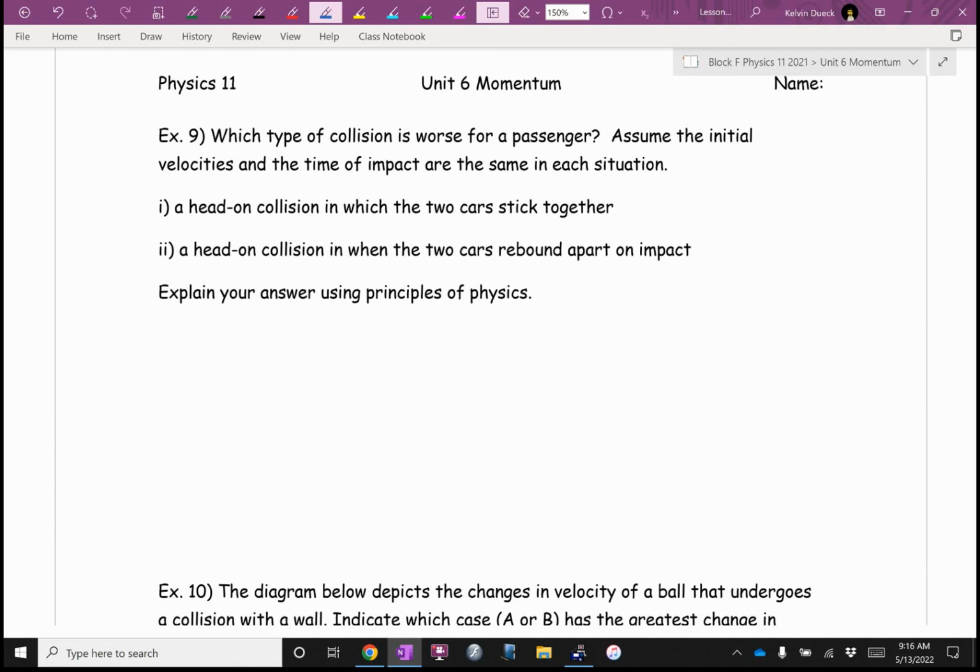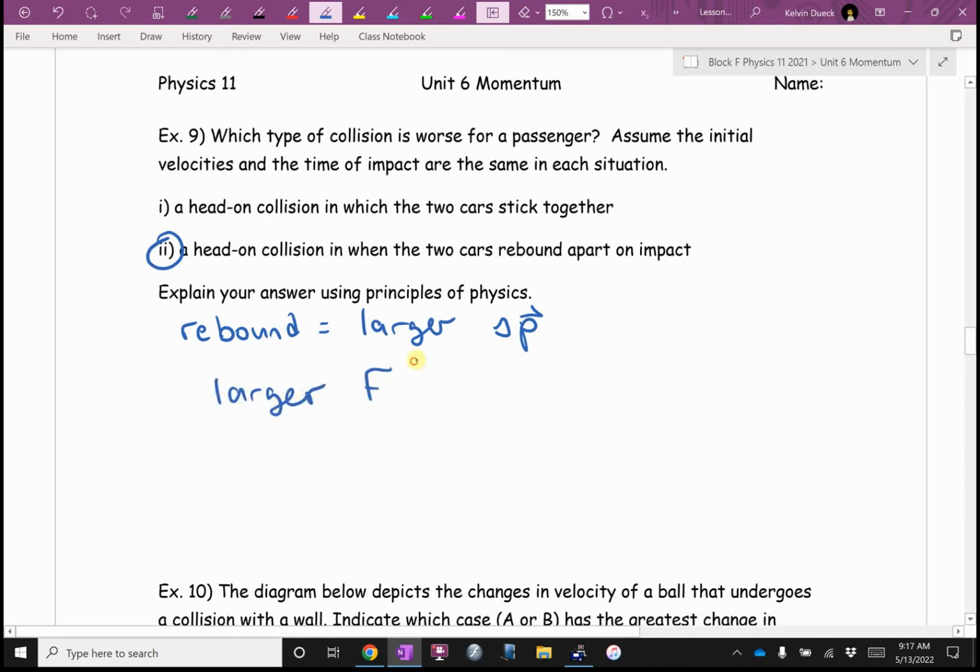Why? Because there's more change in velocity, that means there's also more change in momentum. So bigger impulse. Okay, so why? Rebound means larger change in momentum. That's step one. How can you get a larger change in momentum? That means larger force times time, because that's another way to calculate impulse.